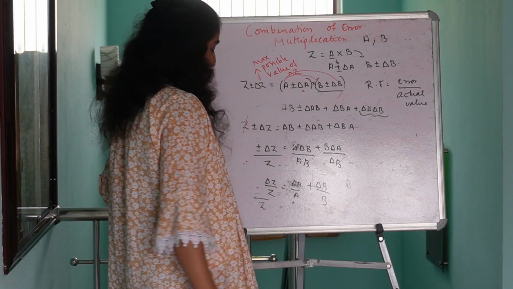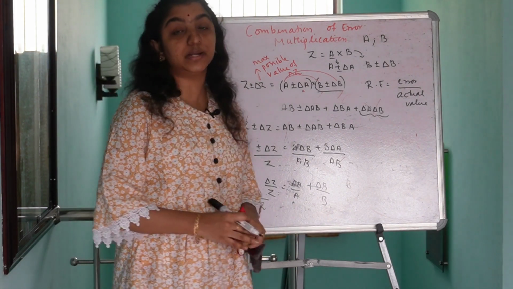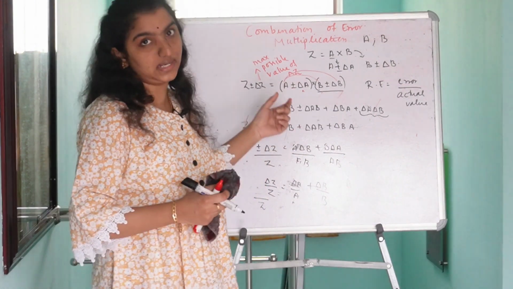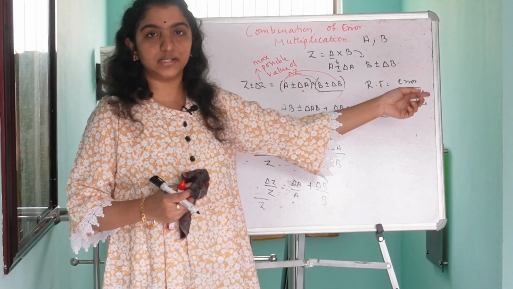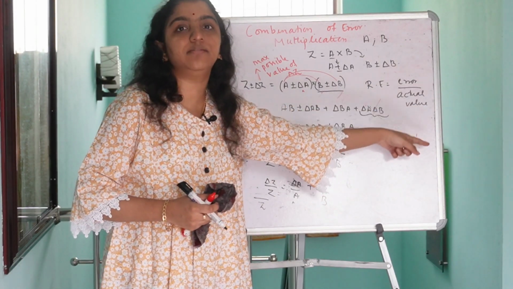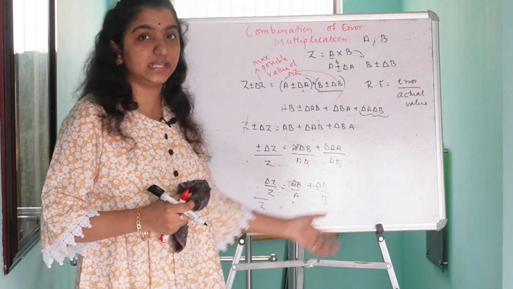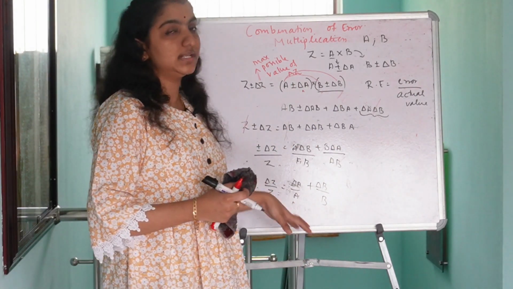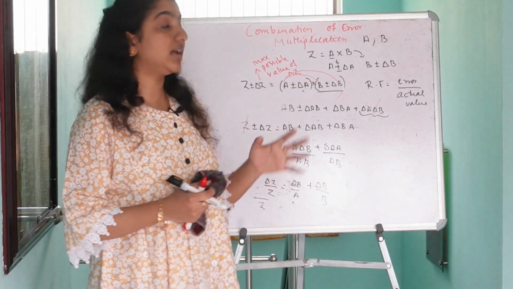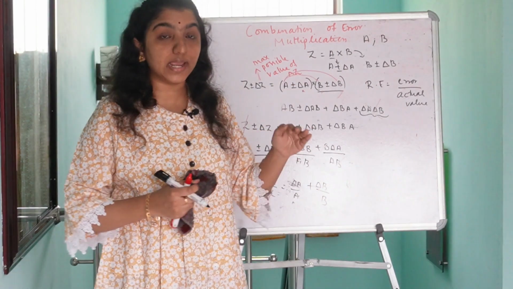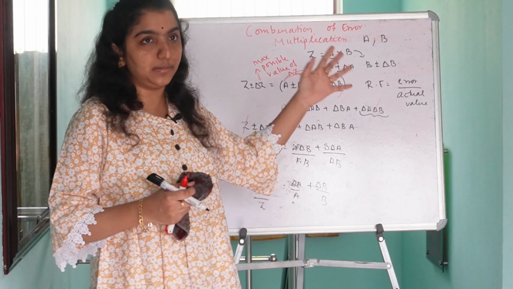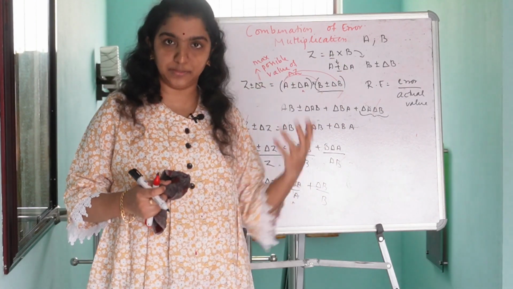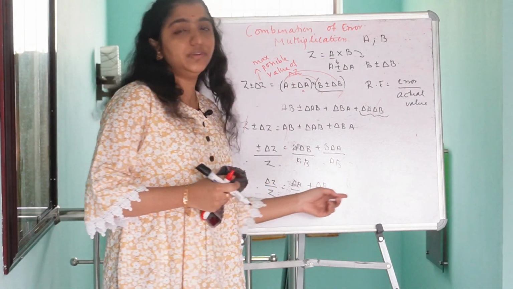Is it clear, guys? Del z by z is nothing but the relative error in the resultant. What is relative error equal to? Relative error is equal to error divided by actual value. Del z is the error in the resultant and z is the actual value of the resultant. So del z by z is the relative error in the resultant, del a by a is the relative error in a, and del b by b is the relative error in b. So we can conclude that.